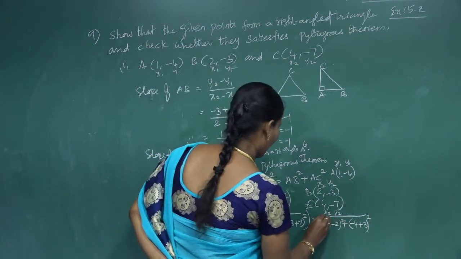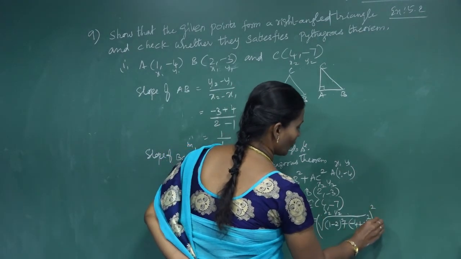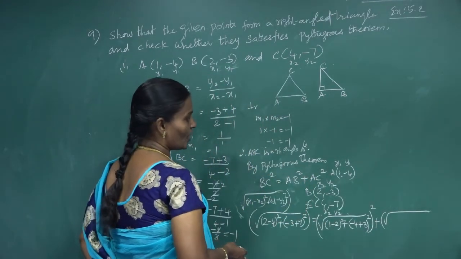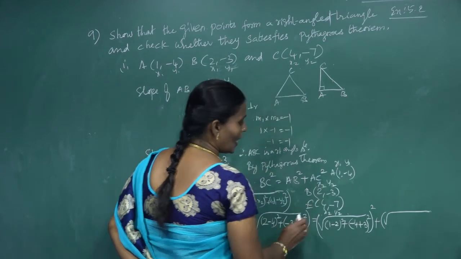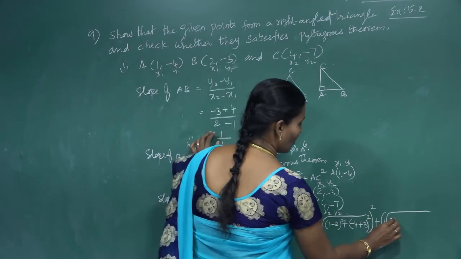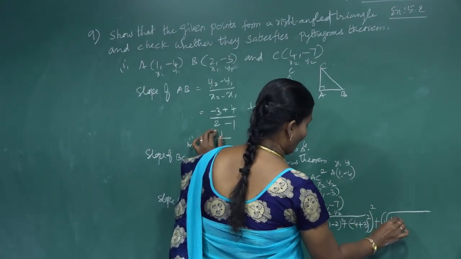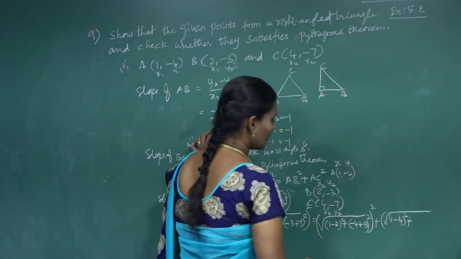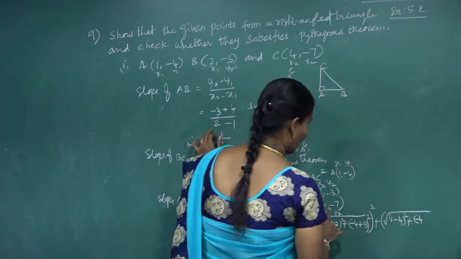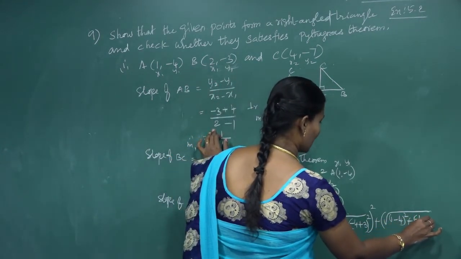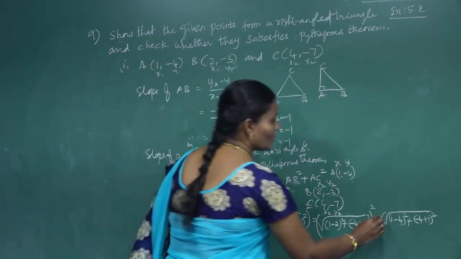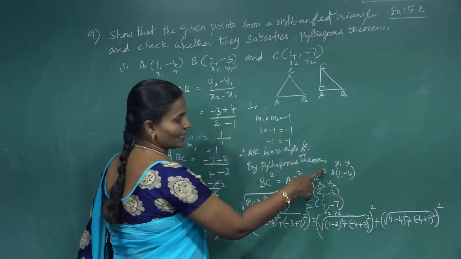So now the whole square plus, here AC square. Now you consider A is x1, y1 and C is x2, y2. Now take these two points. So now x1 minus x2 the whole square, isn't it? So 1 minus 4 the whole square plus, then what is y1? Minus 4. Minus 4 minus of minus is plus, so plus 7 the whole square. Understand, children?